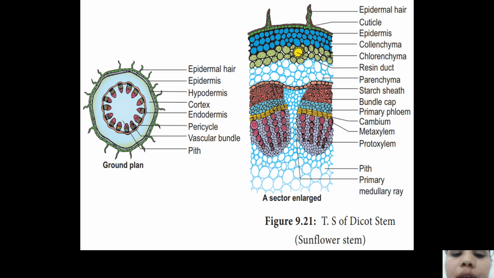It consists of different layers. It is usually differentiated into three distinct zones: epidermis, cortex, and endodermis. As you can see here in the ground plan, it is represented here. The second label is the cortex, which is represented in light blue color, and the endodermis.